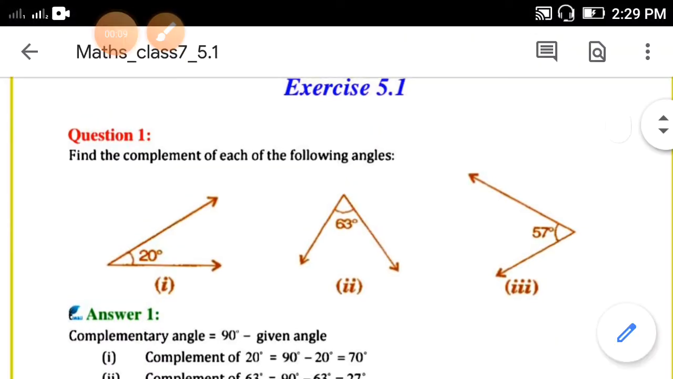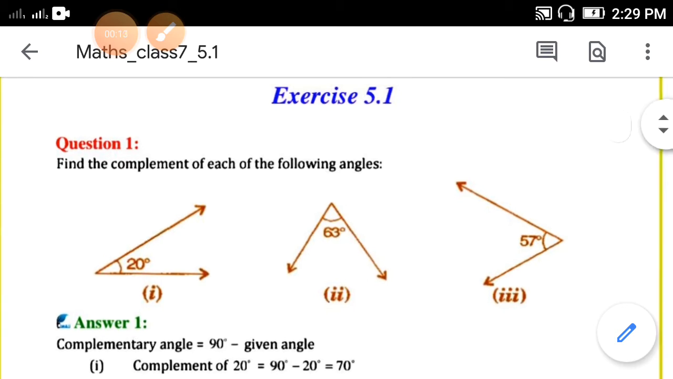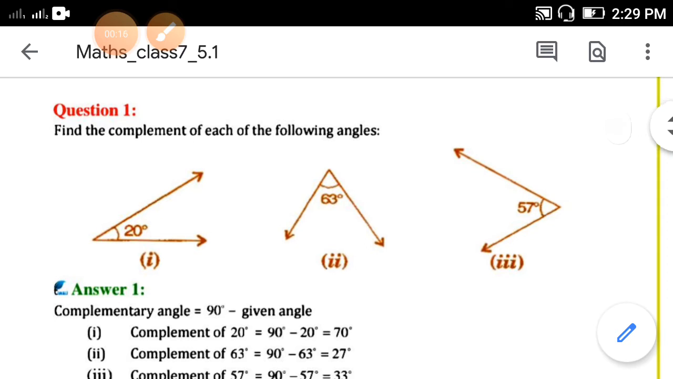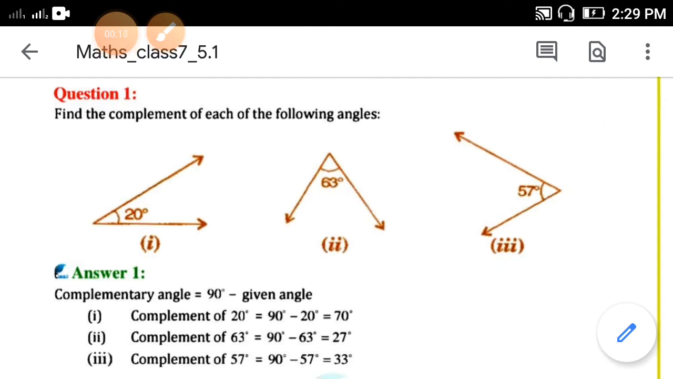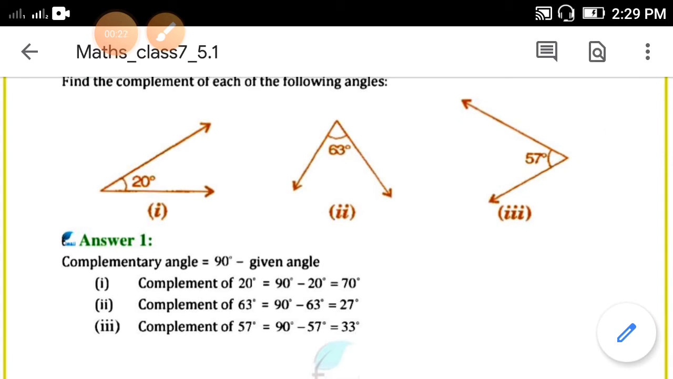In the previous video lecture I have explained all the basic theories. Now let us start exercise 5.1. Question 1. Find the complement of each of the following angles. Now you see the method is same.